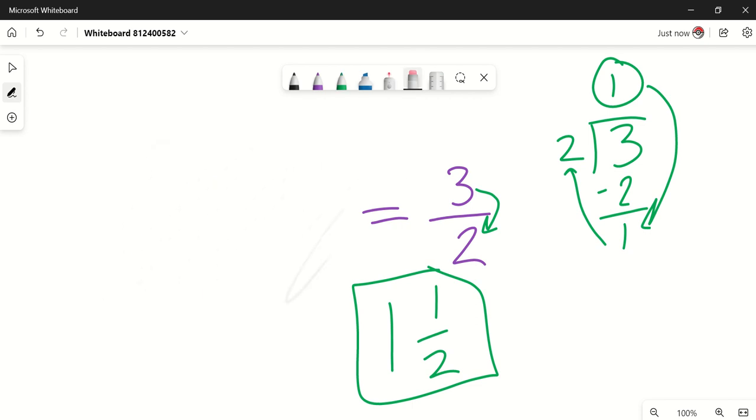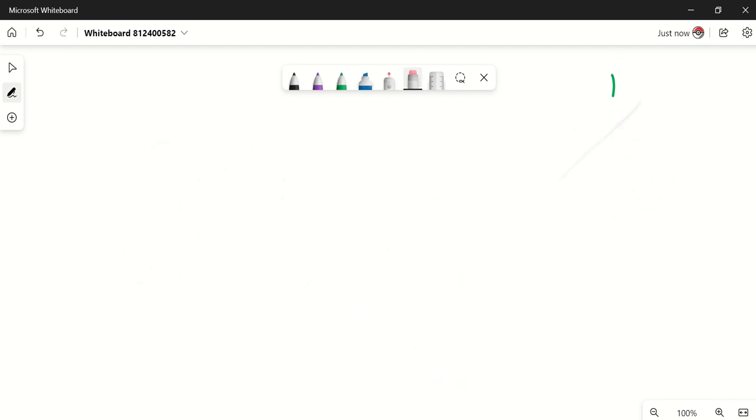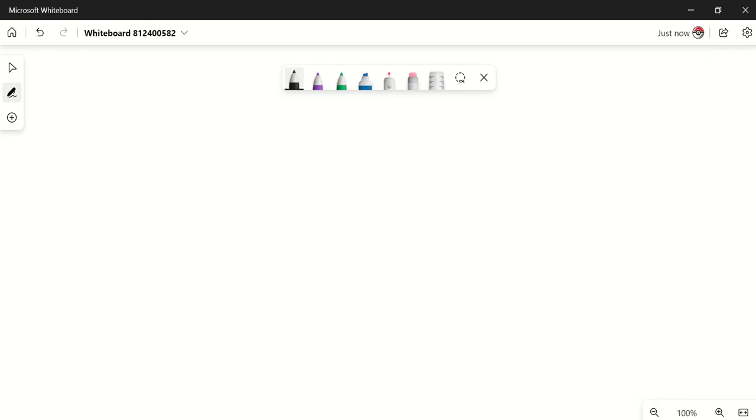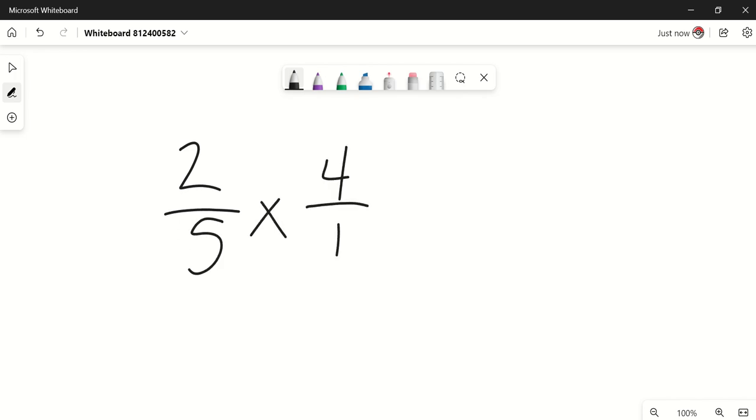All right, let's look at the second question. Question E says 2/5 times 4. 2/5 times 4. I'm going to go ahead and put my 4 over 1 immediately because I don't want to have to erase and do that again because we know my whole number needs to be over 1.